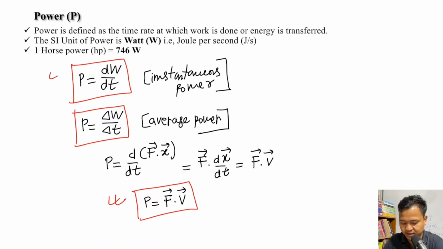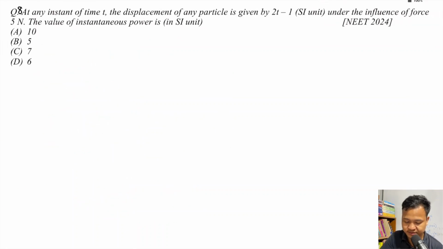So these are three formulas. The first is dW by dt, which is instantaneous. Then delta W by delta t, which is average. And F dot v. If force is constant, then you can apply F dot v. Sometimes in questions they use horsepower. 1 horsepower is equal to 746 watt. Now let's solve questions.